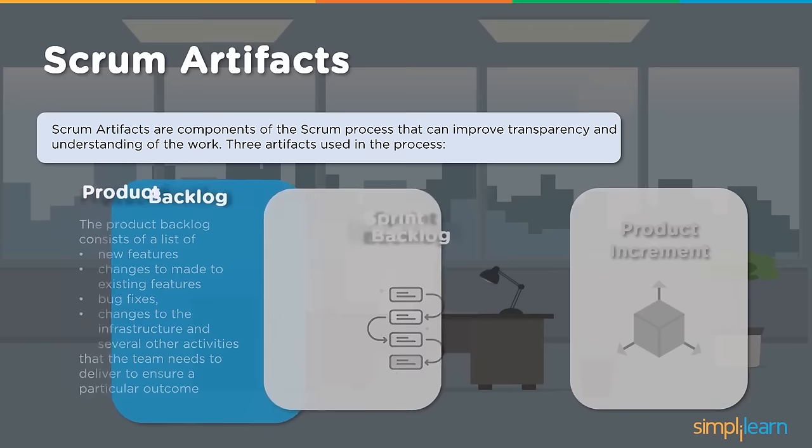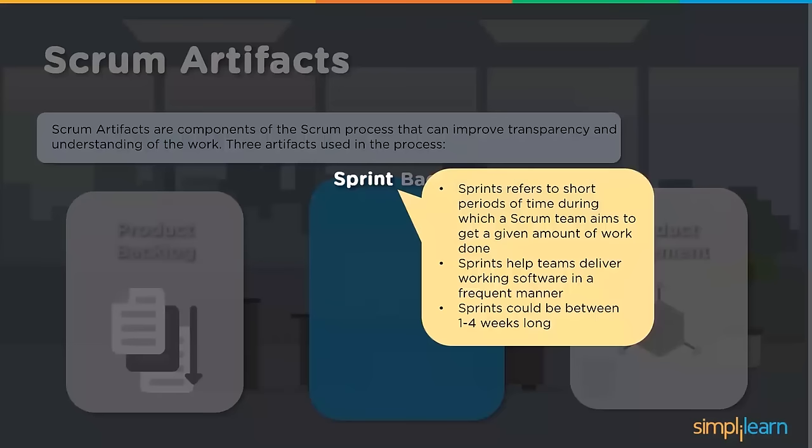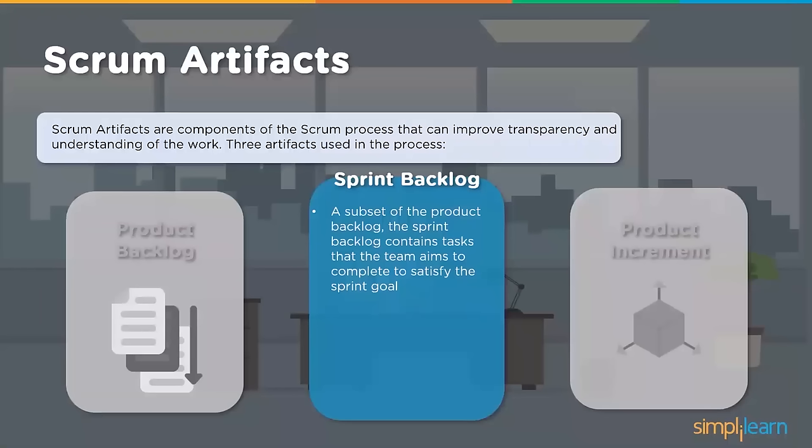So further, looking at a sprint backlog. A sprint refers to a short period of iterations, right? In it a team aims to get a given amount of work done. It helps teams deliver working software in a frequent manner. A sprint could be between 1 to 4 weeks long, depending on what the deliverable is. So the sprint backlog is a subset of the product backlog. That prioritized item is what is taken into a sprint, which is a time-boxed iteration.